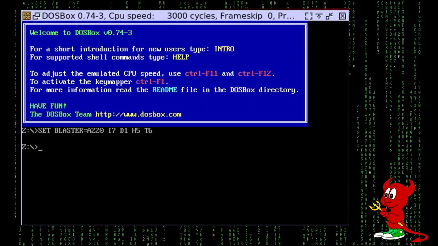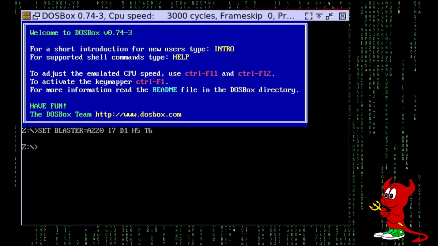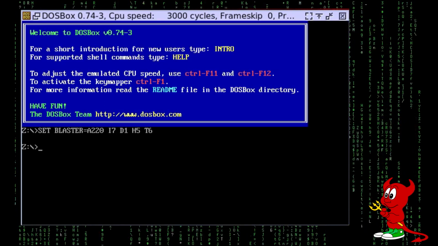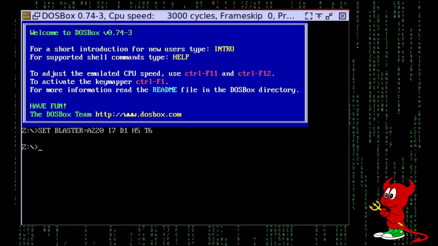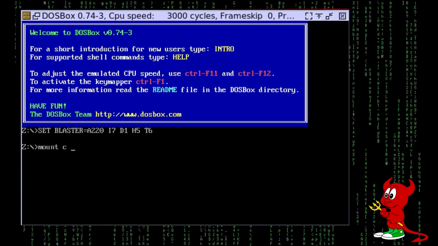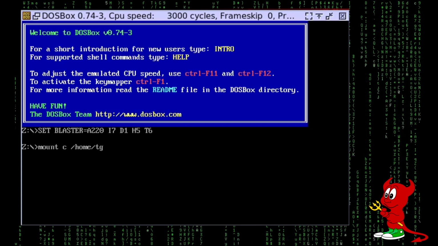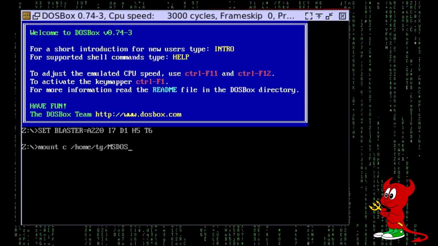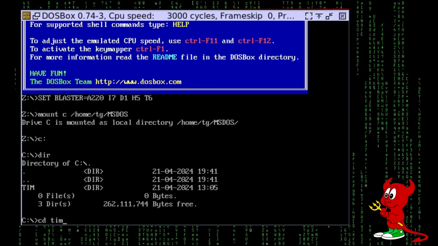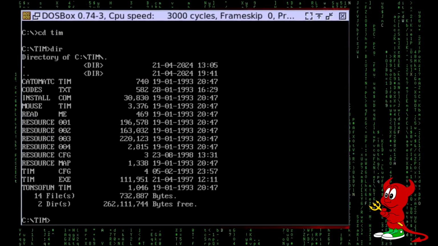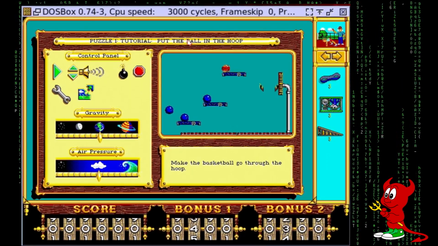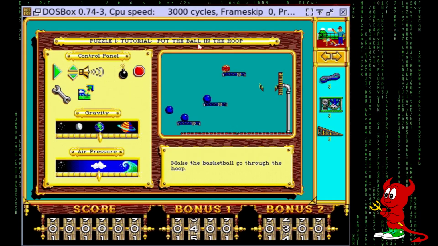If you still have old MS-DOS games lying around, you can also use DOSBox to run them. Here I'm going to give you an example of one of my favorite educational games for MS-DOS, called The Incredible Machine. For that, I'm going to mount the disk C, which comes from /home/tg/MS-DOS. Go to the disk, The Incredible Machine. Here I'm going to show you the tutorial for the first level, where the goal is to put the ball in the hoop.